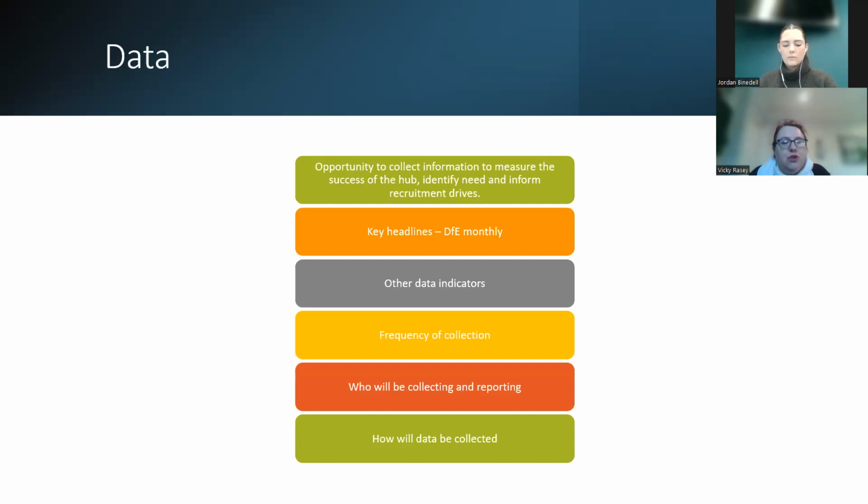Most of the data that you would normally collect at an initial inquiry will be collected by the hub, and will then be uploaded onto your systems. I'll talk a little bit more about that in a minute. But some of that standard data that you would normally collect as part of your initial visits and assessment processes will continue to be collected by yourselves.